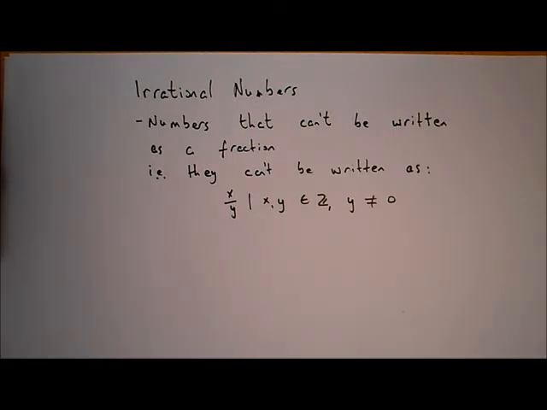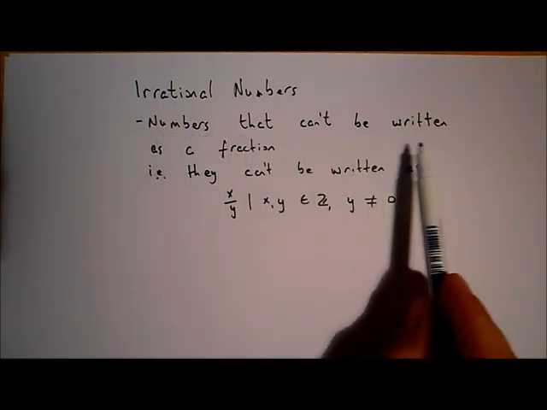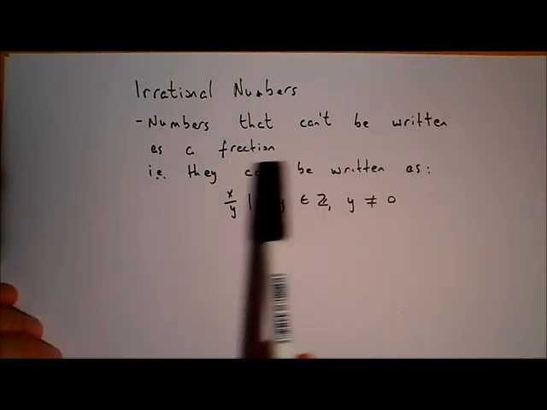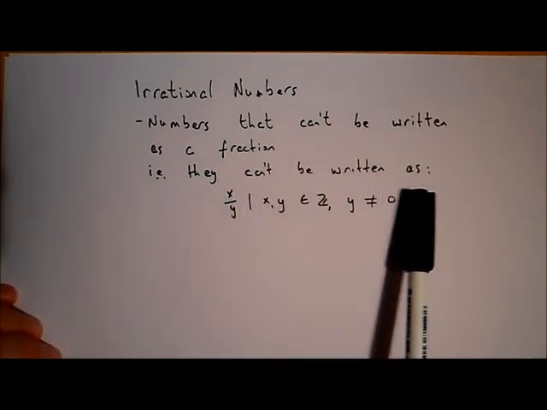Okay, I want to have another look at irrational numbers just very quickly because they're really important. So irrational numbers are numbers that can't be written as a fraction. Most numbers like 3 or 4 can be written as a fraction. 3 is equal to 3 over 1, 4 is equal to 4 over 1, a half is a fraction. So irrational numbers are numbers that can't be written as a fraction. In other words, they can't be written like this.